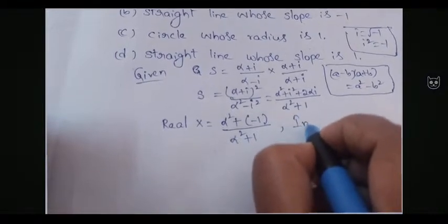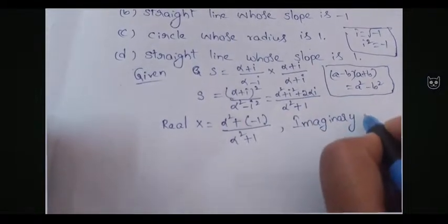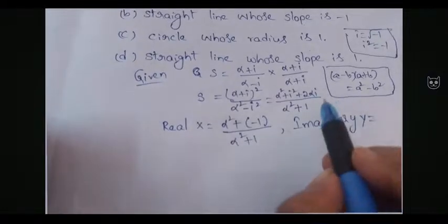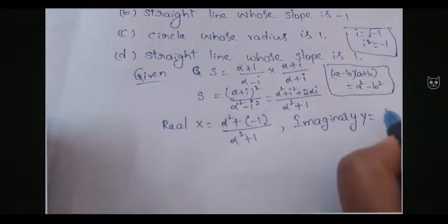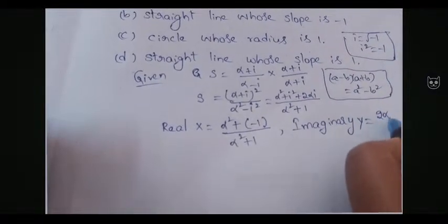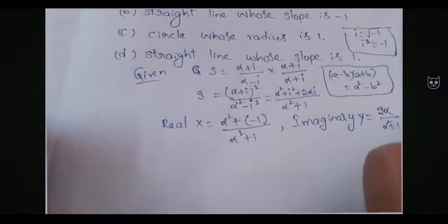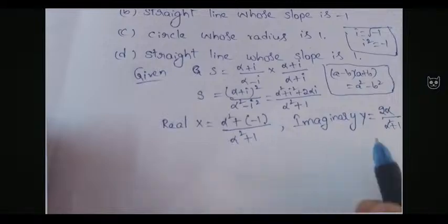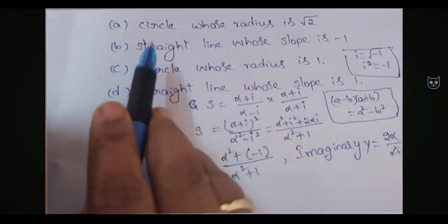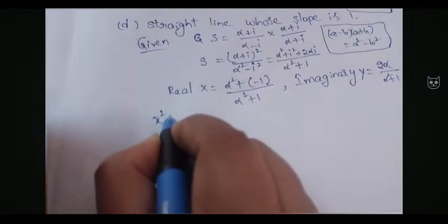Next, the imaginary part. Imaginary part is y. What is the coefficient of i? Here we have 2α, so y = 2α/(α² + 1). Now we know the x value and y value. Now write these x and y values in the options. They said circle, whose radius, and straight line, whose radius. So I will take the circle, that is x² + y².